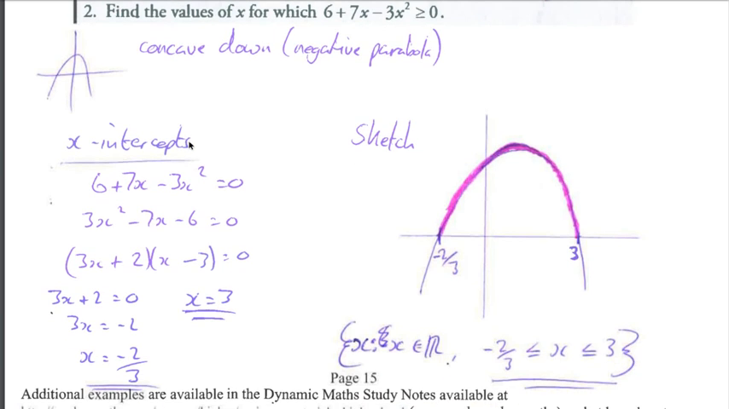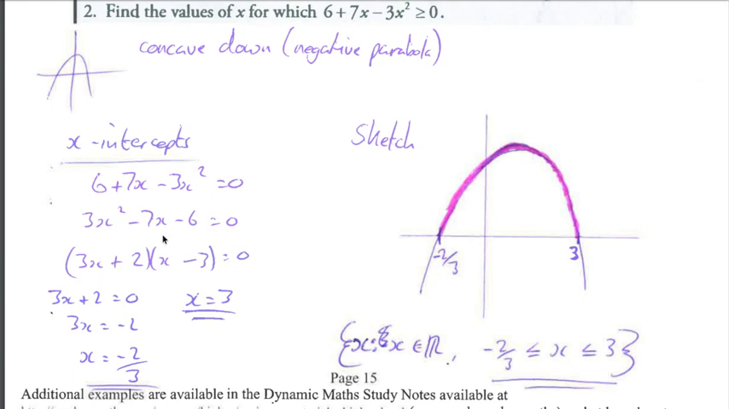So again, find the x-intercepts. I don't really want to factorize this as it is. So what I'm going to do is move all the terms over to the right-hand side. So I'm going to add 3x squared, minus 7x and minus 6 to both sides. And that'll make my leading term of x squared positive.